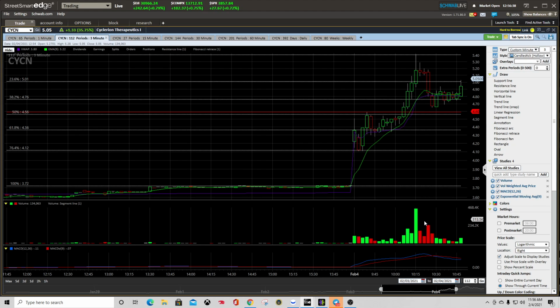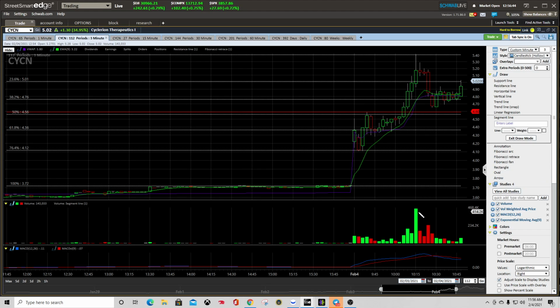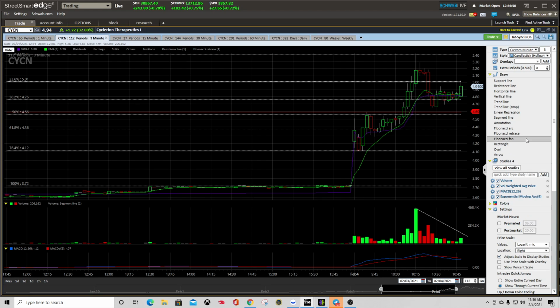We had a huge volume increase on the break of a prior high, and now we can see that we had a low volume pullback. See that low volume, how it's decreasing? That's a good sign for this stock. So that's what caught my attention.